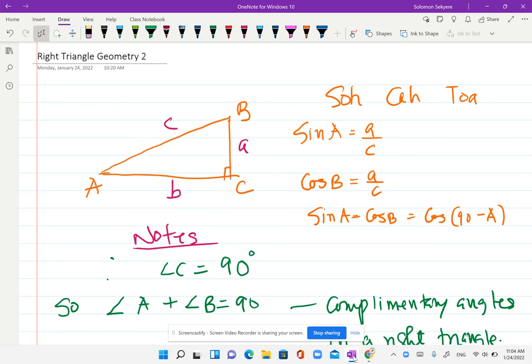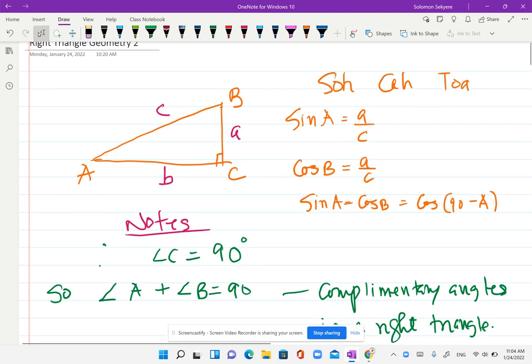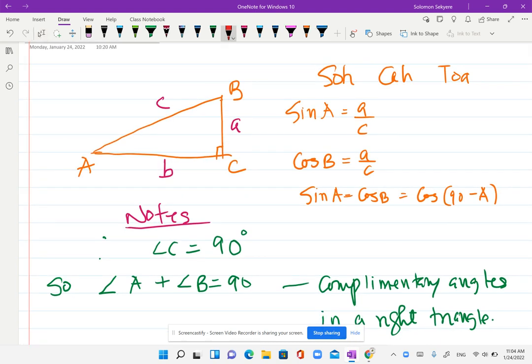Okay, let's do this right triangle geometry again. Looks like some students were confused. Okay, so if you have a right triangle ABC, this angle C is 90 degrees, and the sides measure a, b, and c.